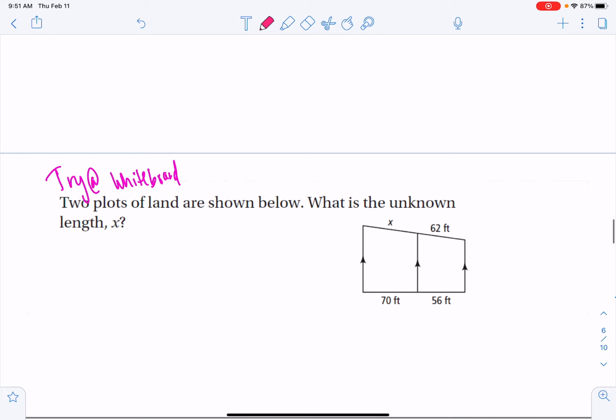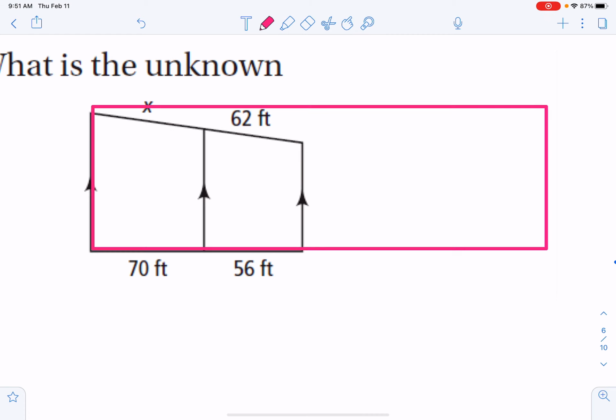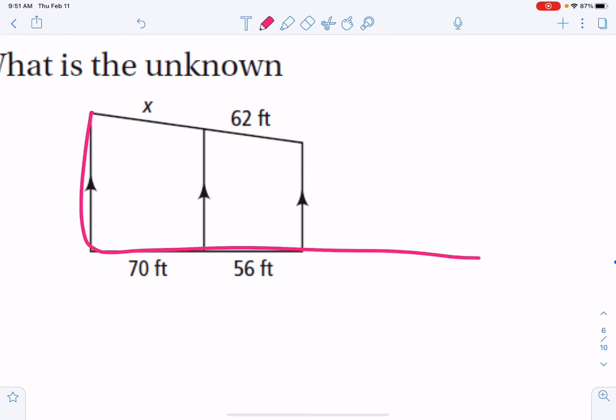Okay, so here's our example. They were a little sneaky. They turned the triangle sideways. That's a rectangle.